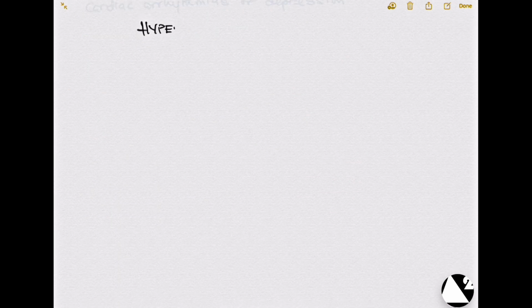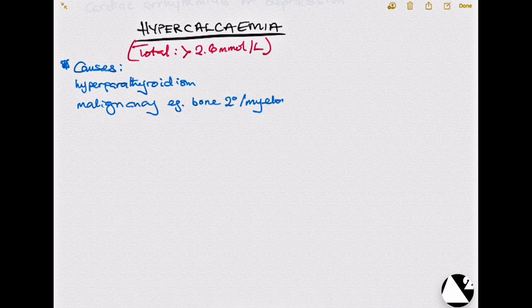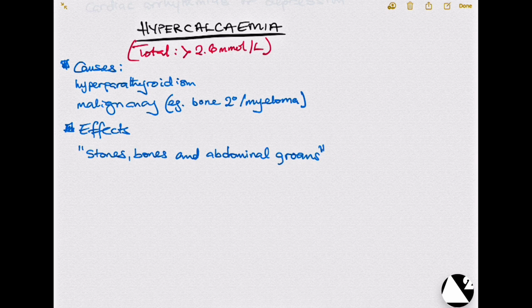Okay, so let's look at hypercalcemia. So causes of hypercalcemia are essentially hyperparathyroidism and cancers of the bone, such as myeloma. Now, the symptoms of hypercalcemia can be summarized as stones, bones, and abdominal groans. Or I think the long version of that is stones, bones, groans, moans, thrones, and psychiatric overtones.